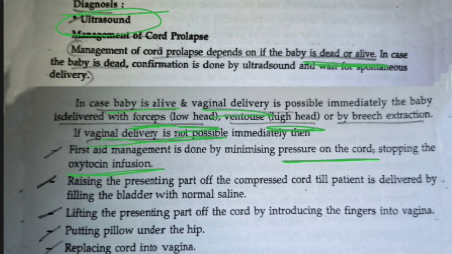If the oxytocin infusion is stopped, then the contraction of the uterus will stop, and then the further movement of the cord will stop. And apart from this, we will try to insert the cord back inside the vagina. That is performed this way. First, we will fill the bladder with normal saline, and then we will place a pillow under the hip, and then by introducing our fingers into the vagina, we will try to replace the cord into the vagina. And after that, a C-section will be performed in a safer manner. This is the management of cord prolapse.